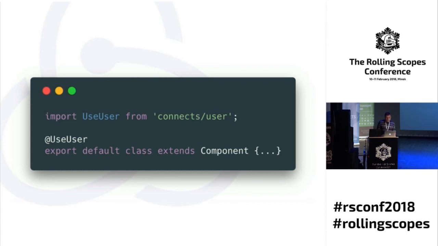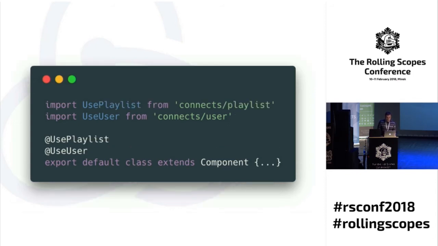So the decorator useUser. And the last but not least is testing. We can cover the data layer of our application with separate unit tests. And it's also possible to connect a single container to several data points from the Redux store.